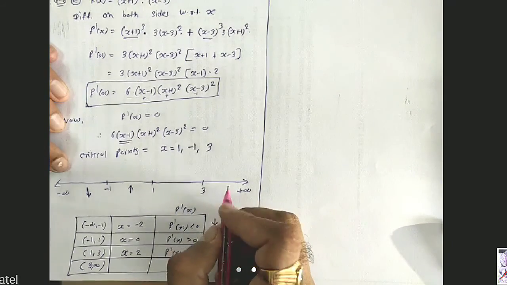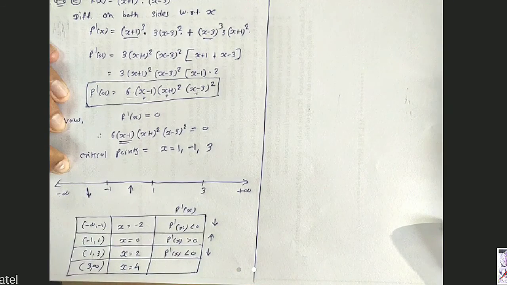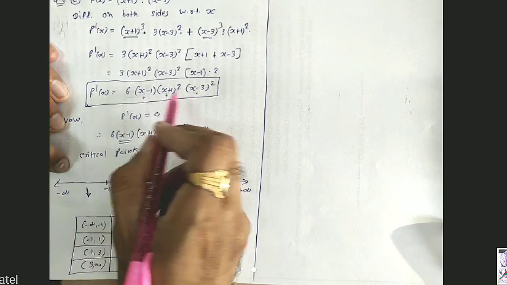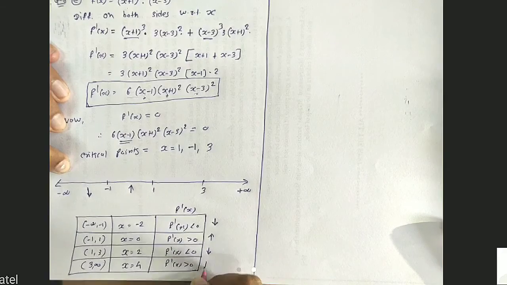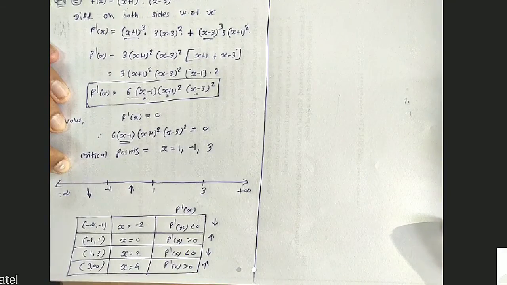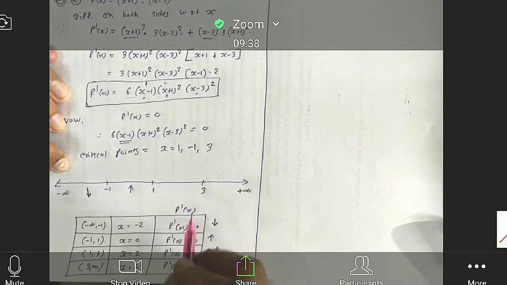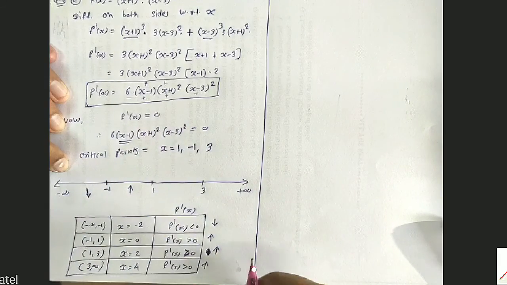Then for this interval, take x equal to 4, for example. This is positive, and this is also positive. So our f dash x is greater than 0. It's an increasing function. Clear? Now students, for x equal to 2, this will be increasing function. Now for x equal to 4, it is again increasing function.